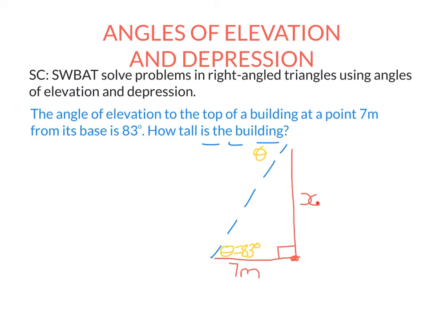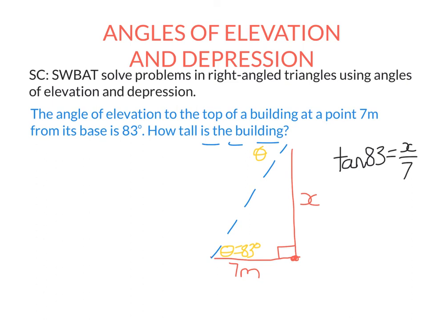So x, the side we're trying to find, is opposite the angle that we're given. This 7 meter side is adjacent to the angle we're given. Hopefully you remember from SOHCAHTOA, if you have opposite and adjacent, use tan. So step 1, choose the correct ratio. Step 2, turn this into an equation. So we have tan of the angle equals opposite over adjacent.